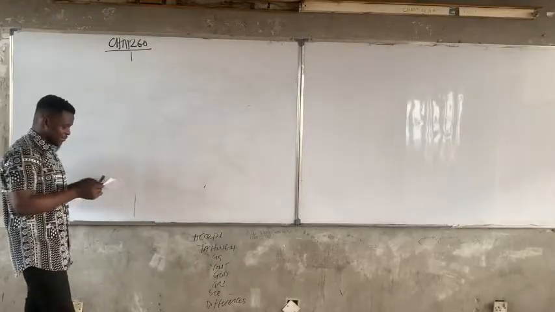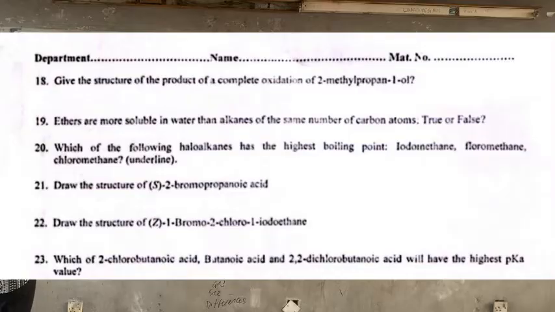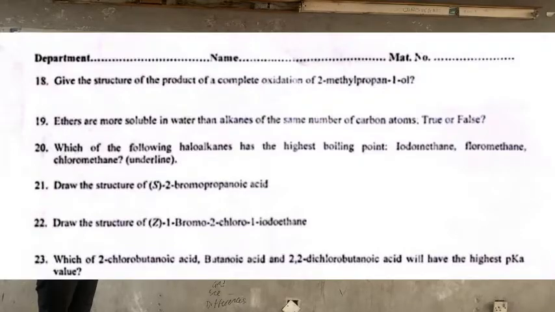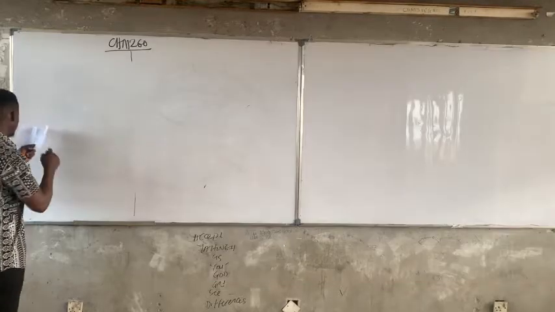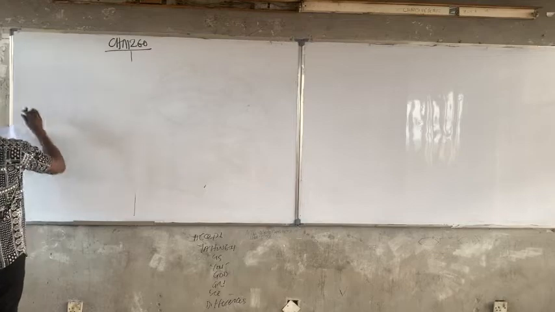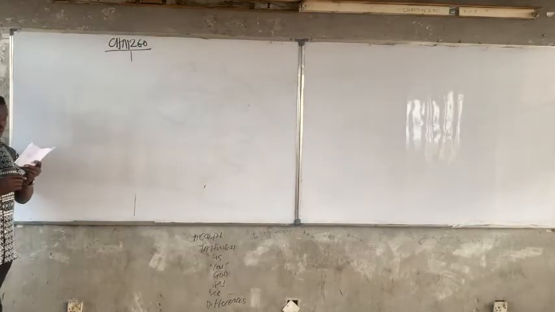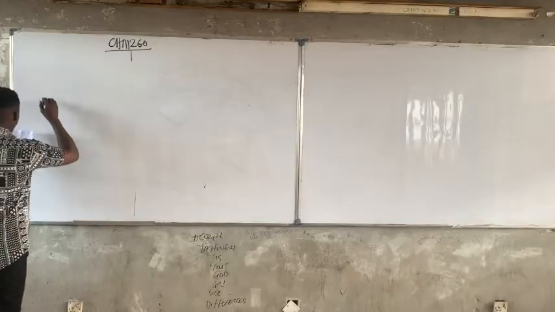Question number 18. They say, give the structure of the product of the complete oxidation of 2-methylpropan-1-ol. You're being asked to give the product of a complete oxidation of 2-methylpropan-1-ol. So let's put up the structure.